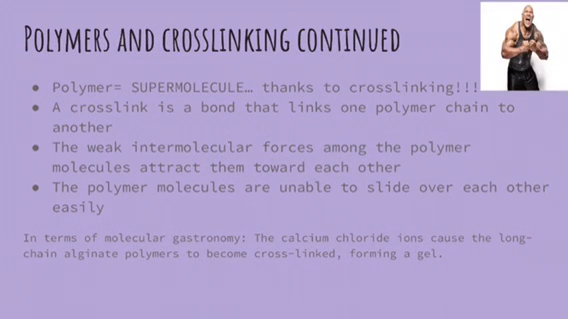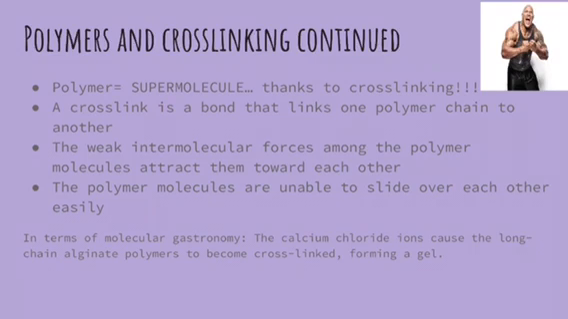So in this slide, I'm just going to explain a little bit more about what polymers and cross-linking are. I like to think of a polymer as one big huge supermolecule, because if you look at a polymer chain, it's basically made of the same molecule throughout, which I also explained in the last slide, but it's just important to know that. And these molecules are held together by cross-links. They're usually covalent, but they can be ionic. And the weak intermolecular forces among these polymer molecules attract them towards one another, which is why these polymer chains are so big and huge and made of the same molecule. And these polymer molecules aren't able to slide over each other easily, which is also why it's such a long chain, and this is why polymers usually have a high melting point.